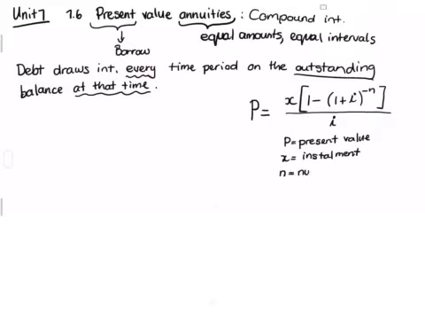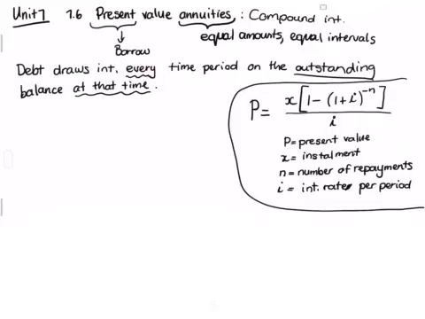n is, in other words now, number of repayments. That's why we say years times how many repayments per year. i is the interest rate per period, meaning your i will be over m, where m is how many times a year. Right, let's do an example.